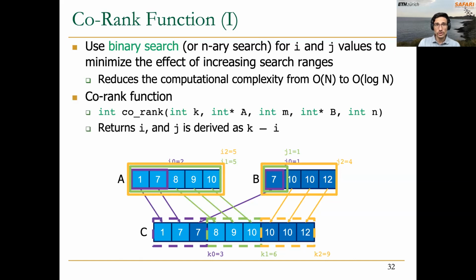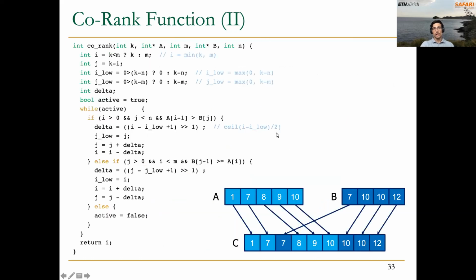The corank function that we define, as you can see here, takes the rank for which we want to find the corank values, pointers to the input arrays A and B, and the sizes of arrays A and B. This function is going to return the i corank, and the j corank is easily derived as k minus i. And this is our function. Let's analyze it using one simple example.